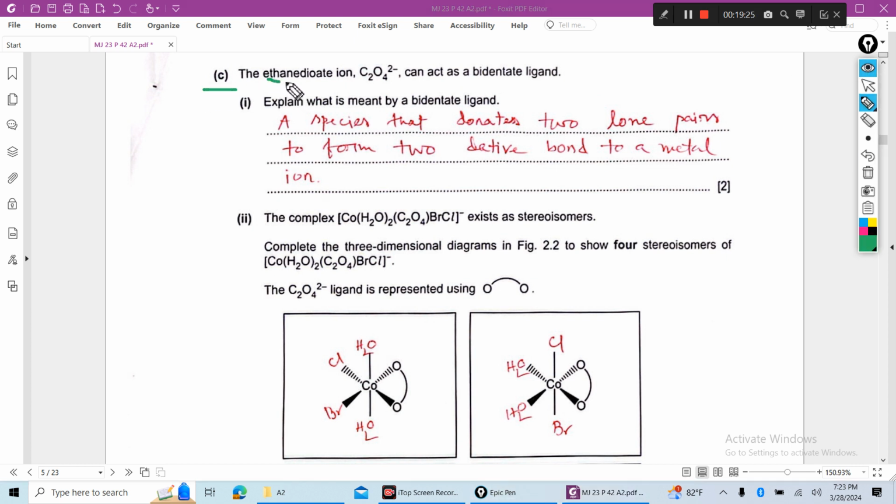Now see, ethane dioate ion, C2O4 2-, can act as a bidentate ligand. Number 1, explain what is meant by a bidentate ligand. Bi means 2. A species that donates two lone pairs of electrons to form two dative bonds to a metal ion. I mean, a bidentate ligand is one which donates two pairs of electrons to the metal ion to form two dative covalent bonds.